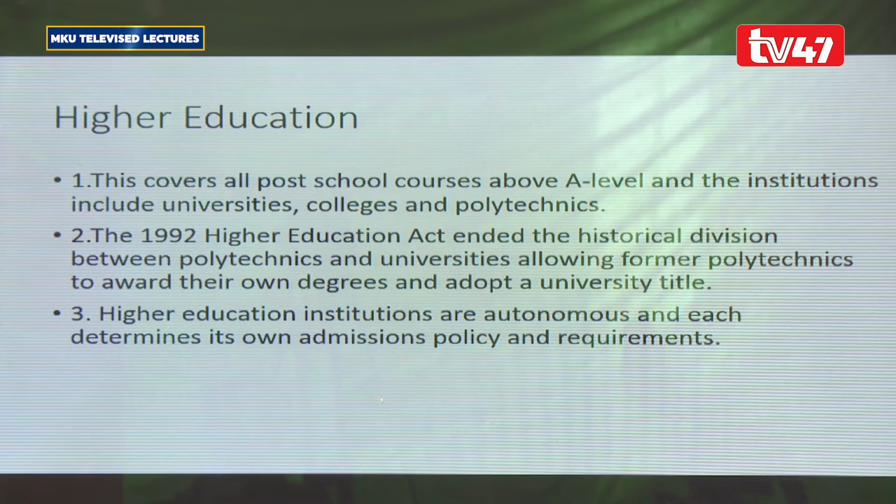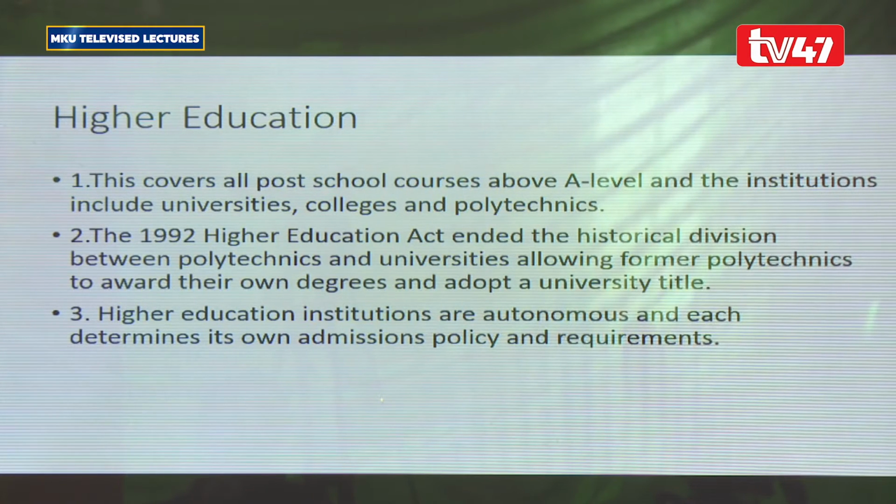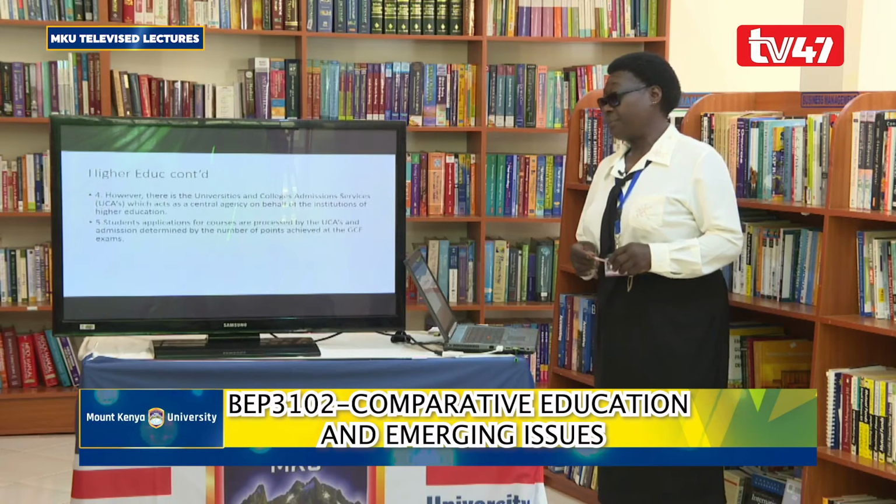Higher education institutions are autonomous. Each one determines its own admissions policy and requirements. Even in our own system, universities are autonomous. They determine their own admissions policy and requirements, and nobody questions what they do. That is what autonomy means.